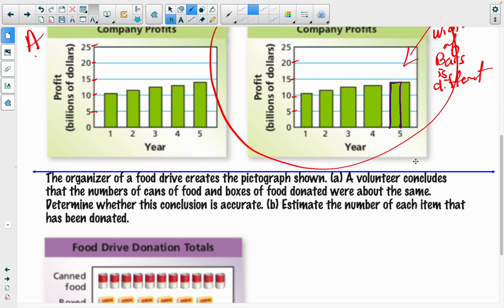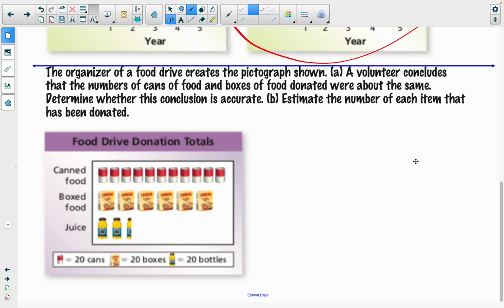This last one. The organizer of a food drive creates the pictograph shown. A volunteer concludes that the number of cans of food and boxes for the food drive donated were about the same. So they're looking at cans, canned food, and box food. And when they look at it, they're like, yeah, it's about the same. Is this an accurate conclusion? If you look at the picture, and that's all you look at, they do look like the number of cans and the number of boxes are the same.